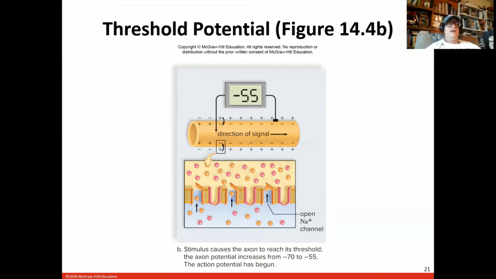Now, eventually it's going to get so positive that other channels, the potassium channels, are going to open up so that the potassium can rush out of the cell. And then before we can use the nerve again, we're going to have to pump things back to where they were supposed to be, with the sodium on the outside and the potassium on the inside. No big deal.